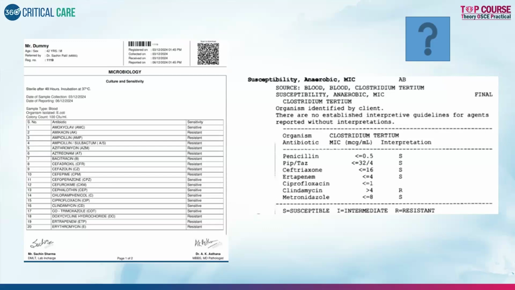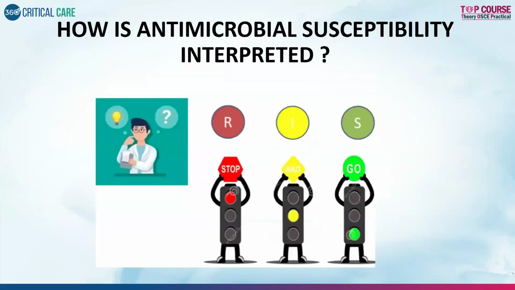Then comes the second question. I asked you about R, I, S. S, you can understand and go ahead. And R and I, depending on the PK/PD principles of dosing, we can think about it. R, majorly no, but if you're left with no options, only then we have to go with the combination therapy, wherein R drugs also can be used. That is, resistant drugs can also be used. So that is the second question.